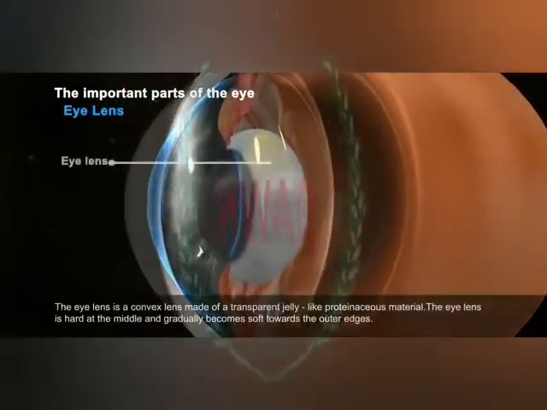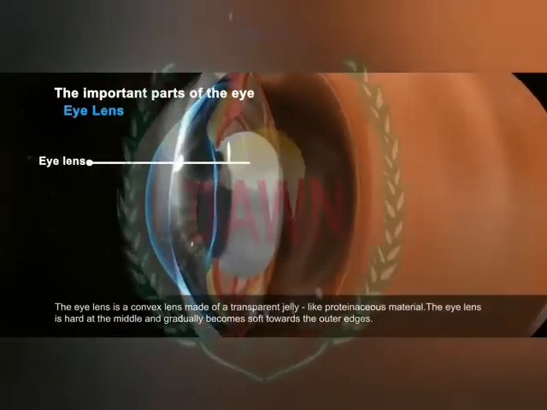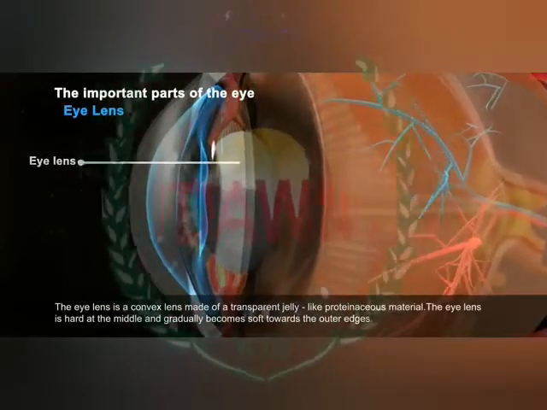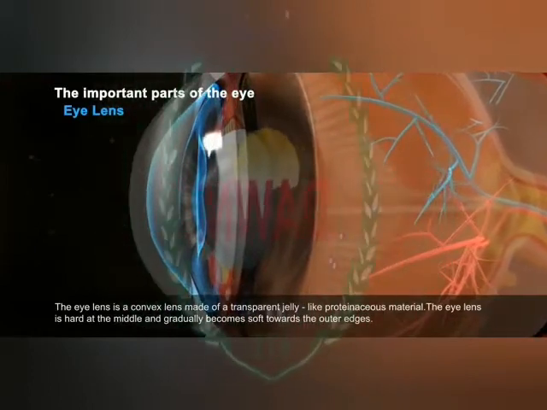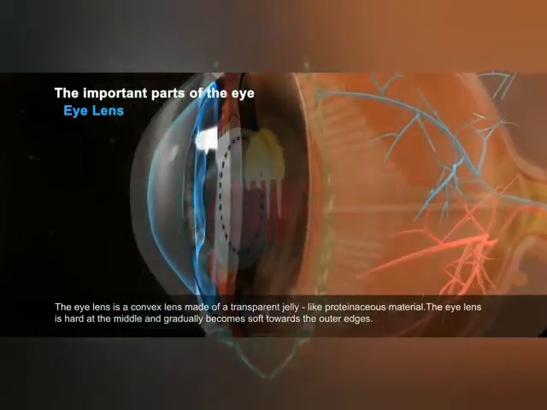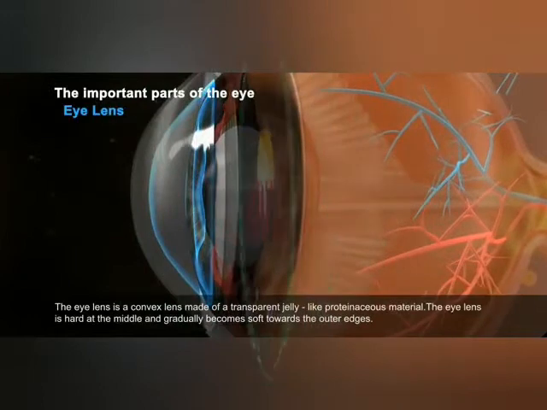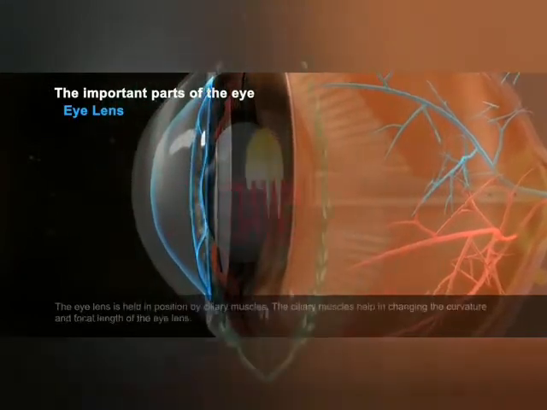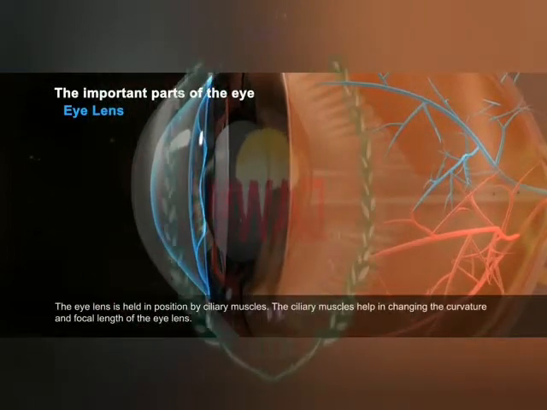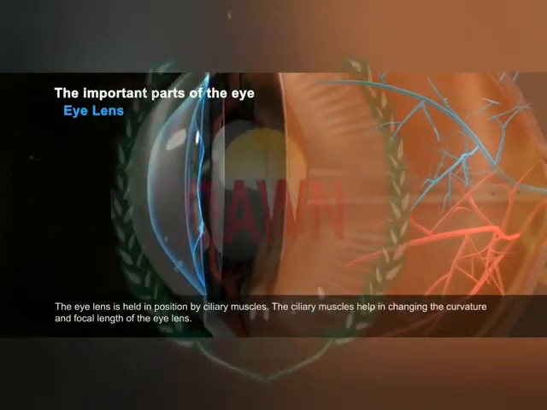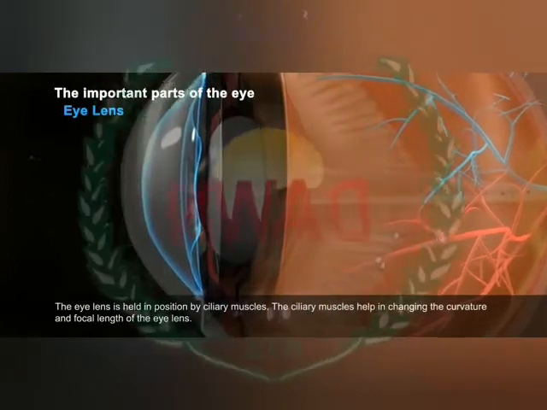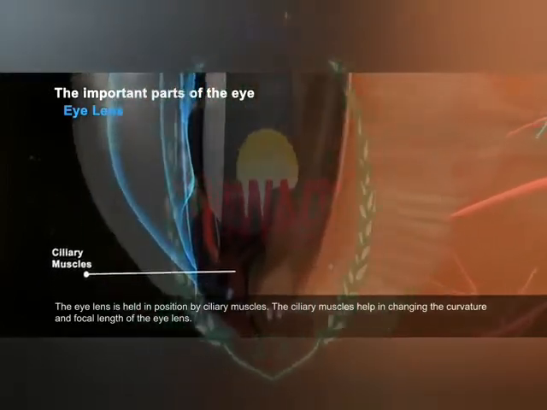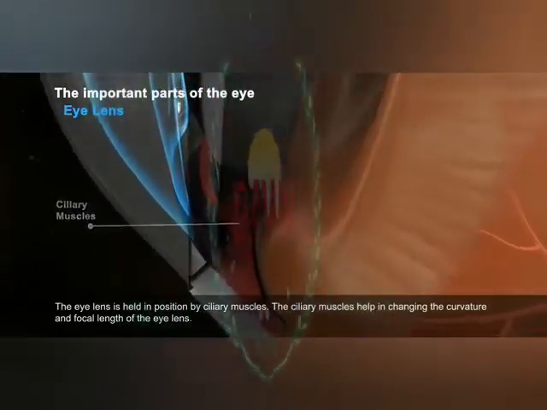The important part of the eye is the eye lens. The eye lens is a convex lens made of a transparent jelly-like proteinaceous material. The eye lens is hard at the middle and gradually becomes soft towards the outer edges. The eye lens is held in position by ciliary muscles. The ciliary muscles help in changing the curvature and focal length of the eye lens.